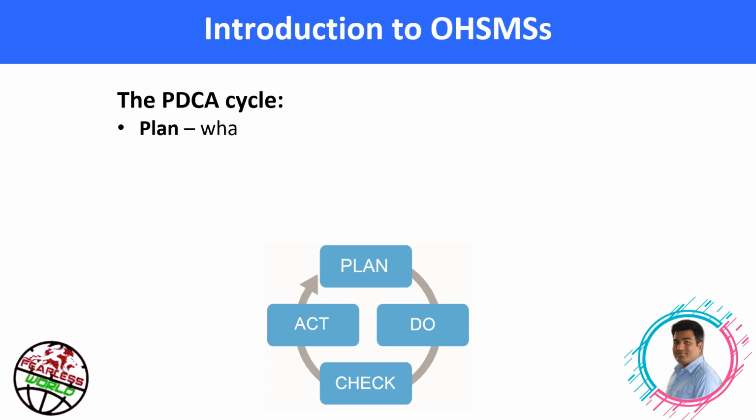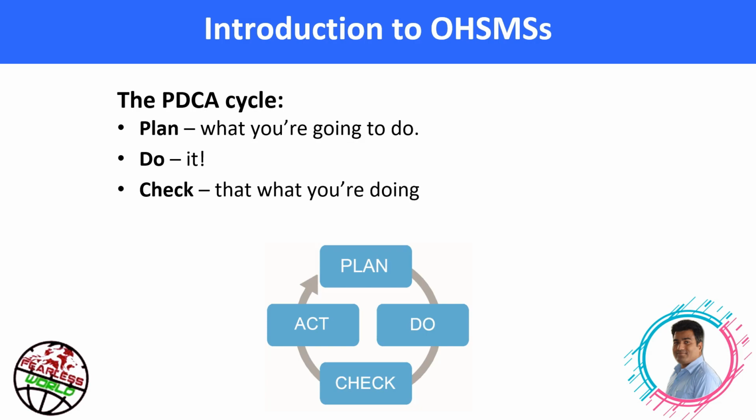Plan what you're going to do. Do it. Check that what you're doing is working. Act if what you're doing could be improved.